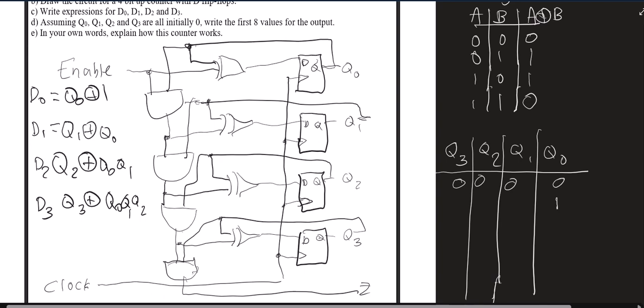Okay, now next time around, Q0 is 1. What's 1 exclusive OR 1? 0. Okay, now Q0 is 0 again. 0 exclusive OR 1 is 1. And then what's going to happen next? 0. And then 1, and so on: 1, 2, 3, 4, 5, 6, 7, 8.